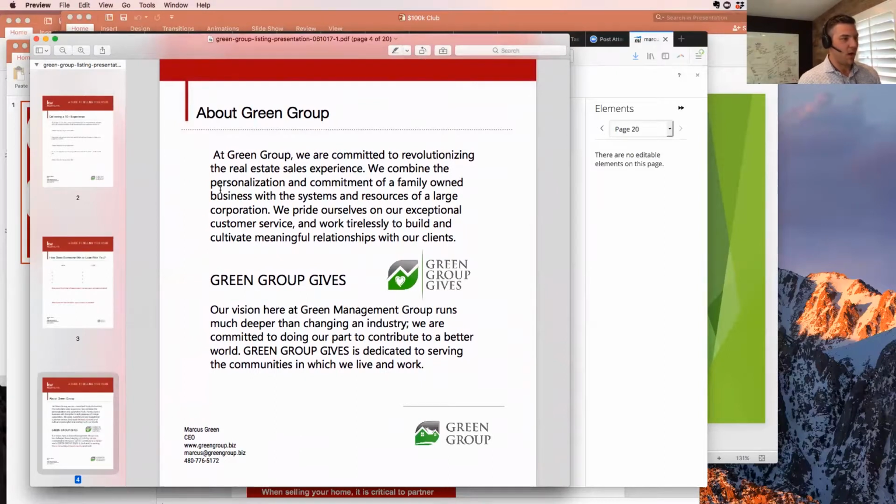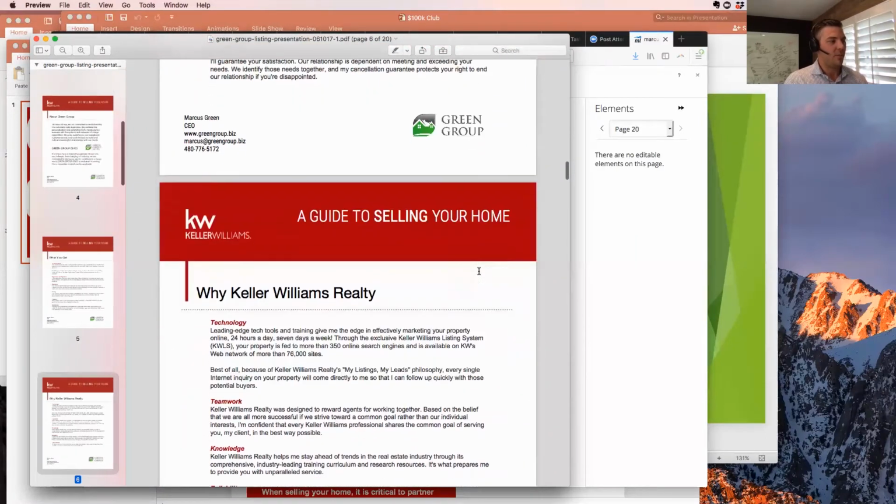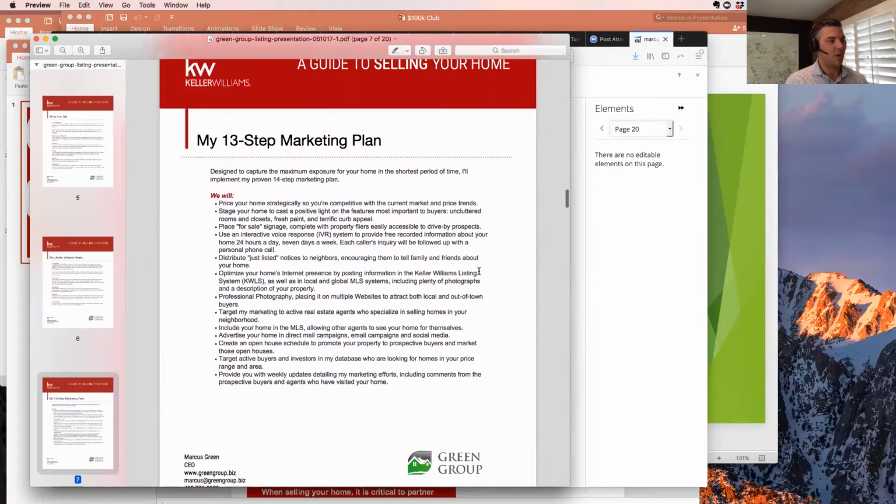What's our unique value proposition? What does that look like? I also like to outline, because it's important for me that our clients know that we give back in the community where we serve. So I talked real briefly about Green Group Gives, helping them understand that a portion of all the commissions we earn go back to serving the community where we live. I go through and outline our value proposition. I do think it's important to talk about KW because it is part of our value proposition.